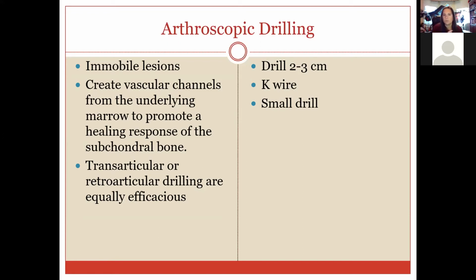I do use a small drill because it has flutes in it and it tends to leave a cleaner surface on the bone. You can also do this with a solid K-wire. You drill a few centimeters deep, trying to get back to that healthy bone beyond the lesion, beyond the area of necrosis.